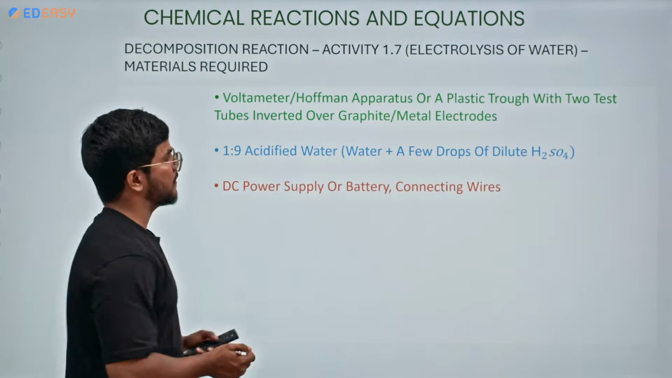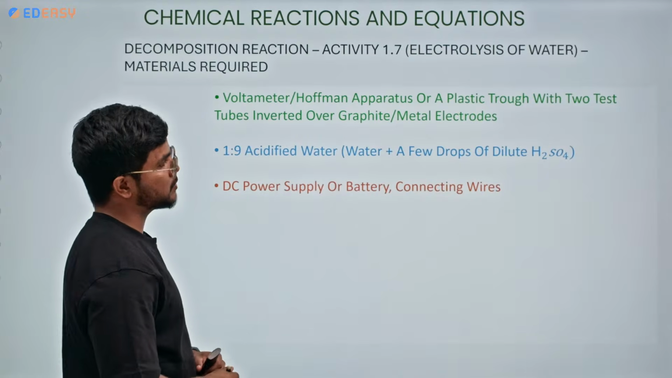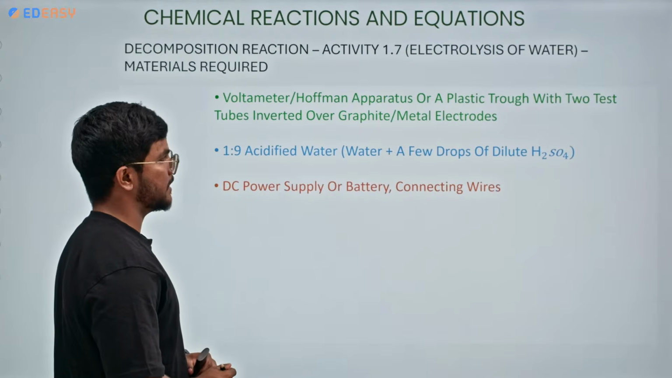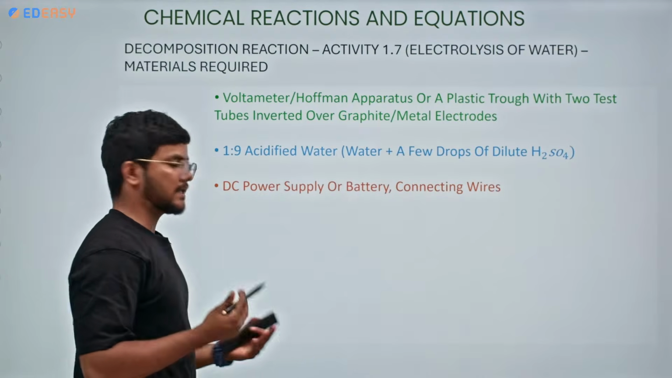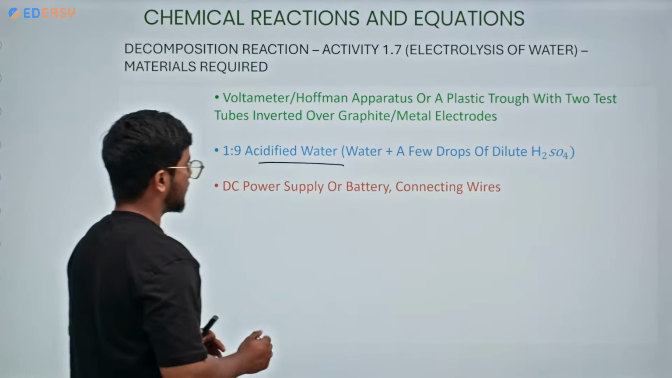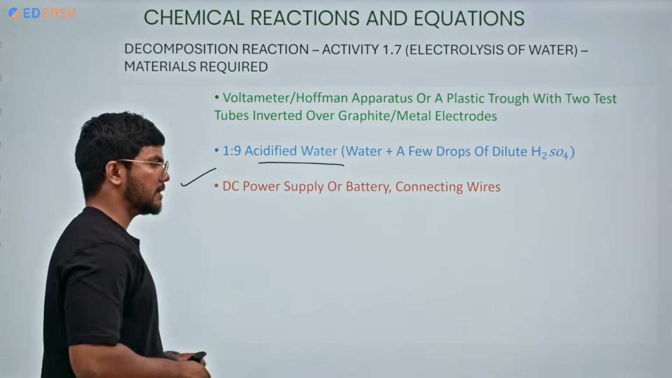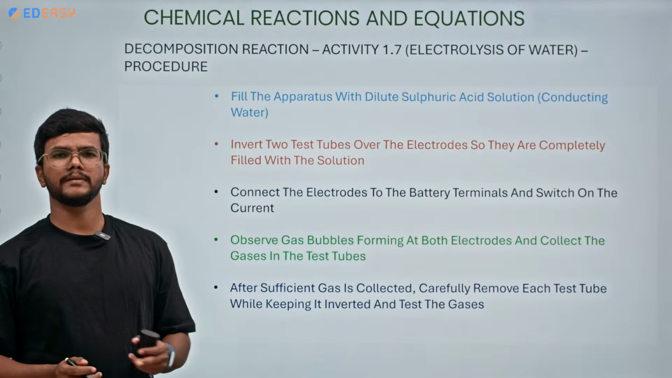So the materials required: we need a Hofmann voltameter apparatus, a plastic trough with two test tubes inverted over graphite or metallic rod electrodes, acidified water, and finally a DC power supply. So what will be the procedure?